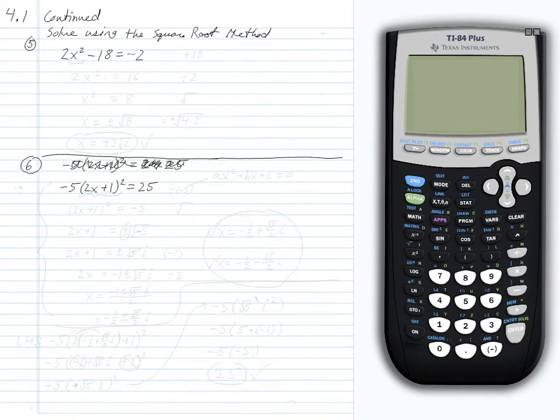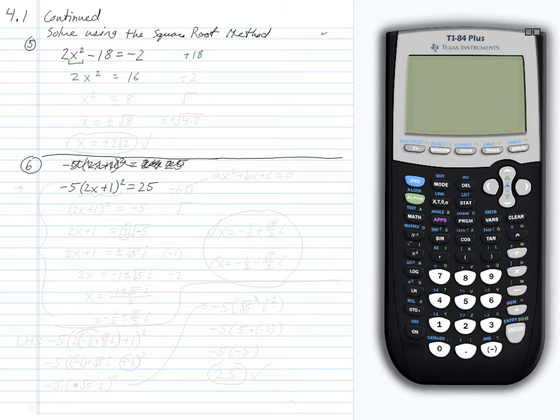On the next page we have another quadratic equation, 2x squared minus 18 equals negative 2, and we'll solve it in the same way. So what I want to do is isolate the variable term that's being squared. To do that, I'll add 18 to both sides, leaving me with 2x squared equals 16.